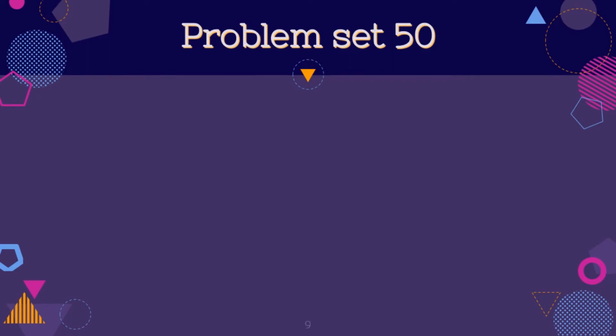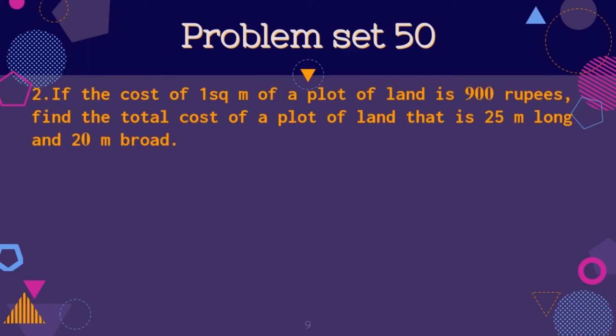Next question is, if the cost of 1 square meter of a plot of a land is 900 rupees, find the total cost of a plot of a land that is 25 meter long and 20 meter broad. So here we know the length of the plot is 25 meter and the breadth of the plot is 20 meter.